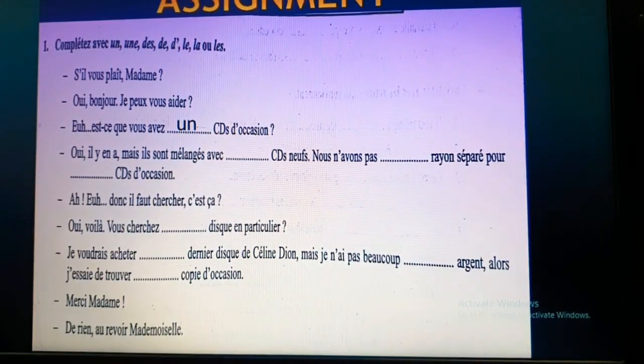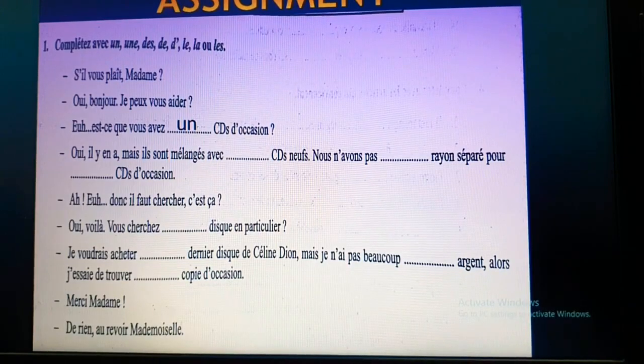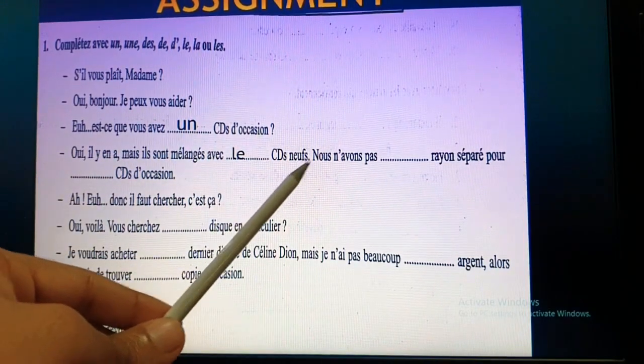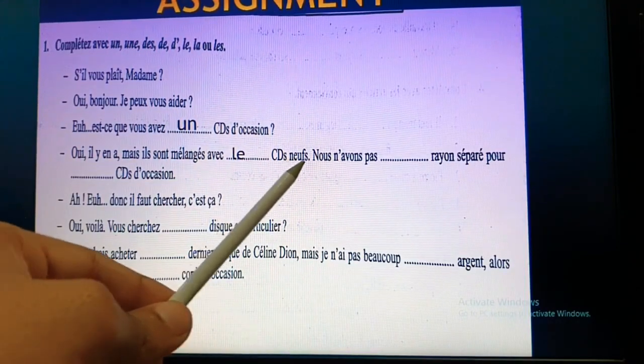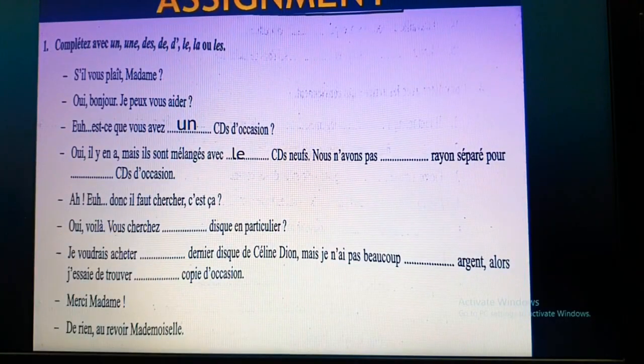Next, "oui, il y en a", there is one, "mais ils sont mélangés avec dash CD neuf", but they are being mixed up with the 9 CDs. So why article défini? Because with the 9 CDs, a definite one, it is being mixed up. Mélanger means to mix up.